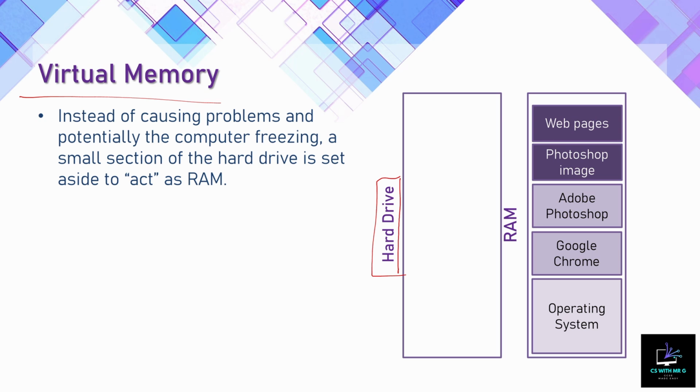Now, the key is in the name, virtual. It's something that isn't real. And what we have to imagine is that the hard drive is virtually acting as RAM. Okay, I've put acting here, act. And what it does is it uses a very small section of the hard drive, typically a few gigabytes, to act as RAM. So the computer will think it has more RAM available.